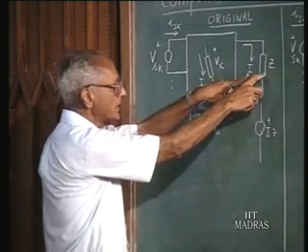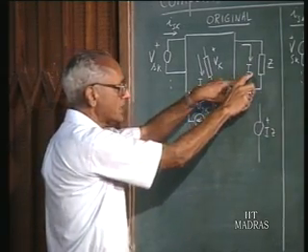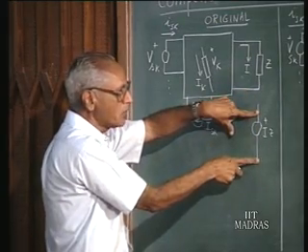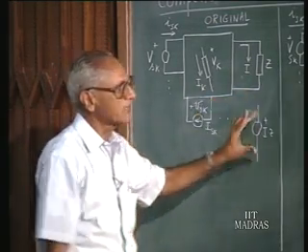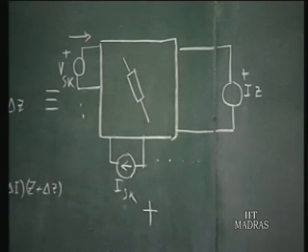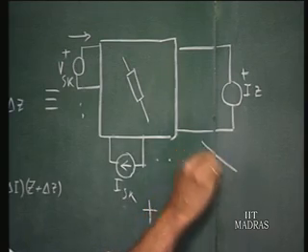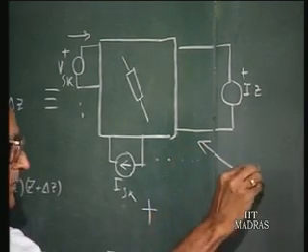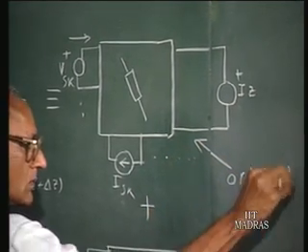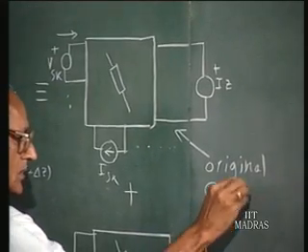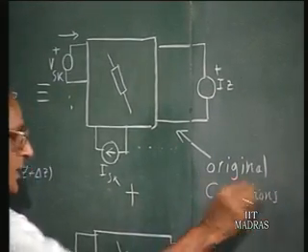So in the original network, instead of the impedance Z carrying a current I, I could as well have replaced it by a voltage source Iz. Therefore that is exactly what we have here. Therefore the variables inside this network are the same as in the original network. So these are the original conditions.